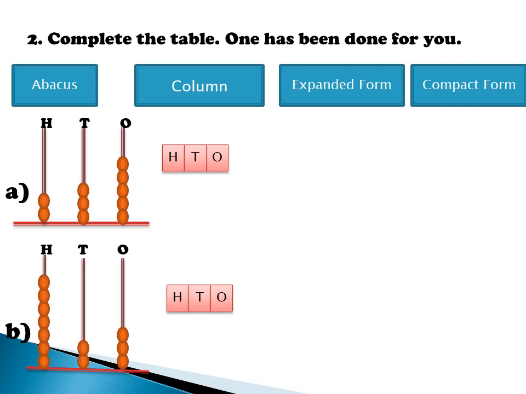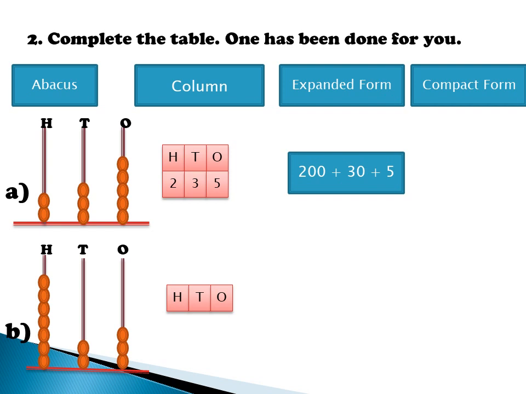Let's begin. A. Let's count in hundreds place. How many beads? 1, 2. Let's write 2 in hundreds place. Now how many beads in tens? Let's count 1, 2, 3. The next one, how many beads in ones place? 1, 2, 3, 4, 5. So 5 in ones place. Now let's make this number into expanded form. 200 plus 30 plus 5, and the compact form is 235. Students, now you shall start writing from B.